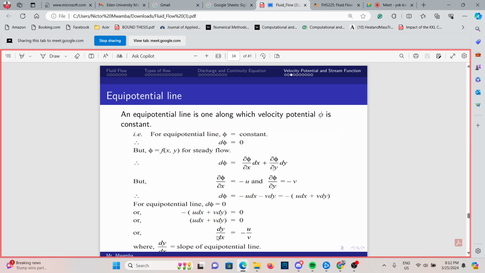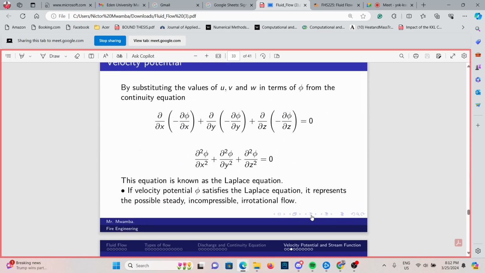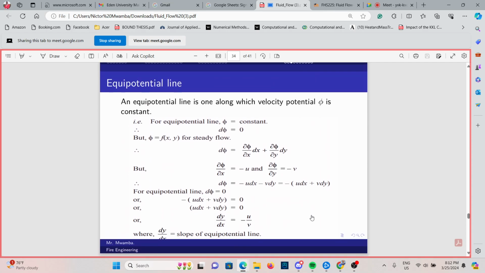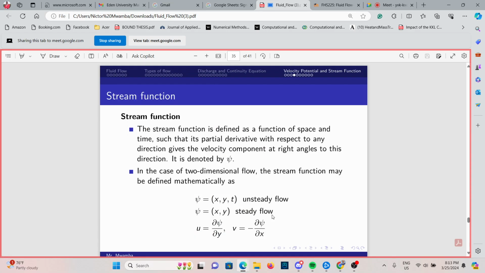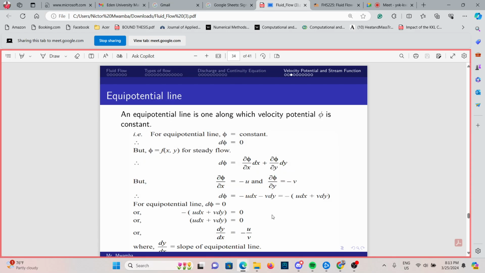So what does this equation tell us? We can find the slope of the equipotential line. We can determine the slope of the equipotential line, if we're given two velocity components, using this equation at the end here. Do you have an example for this? No, we don't have.